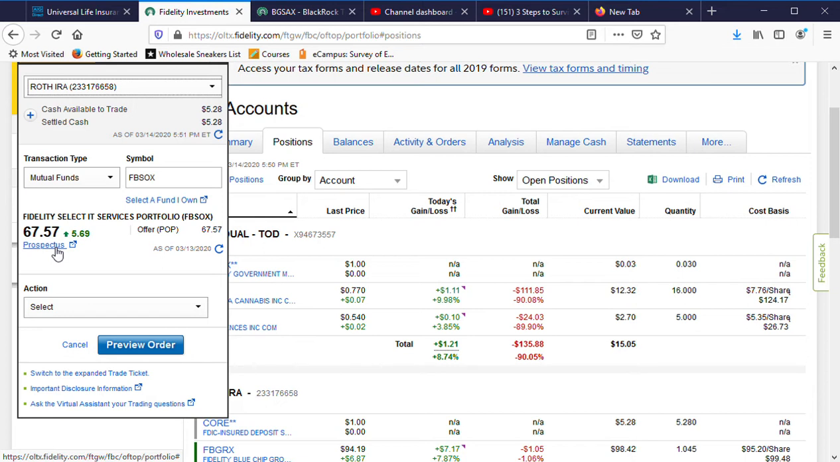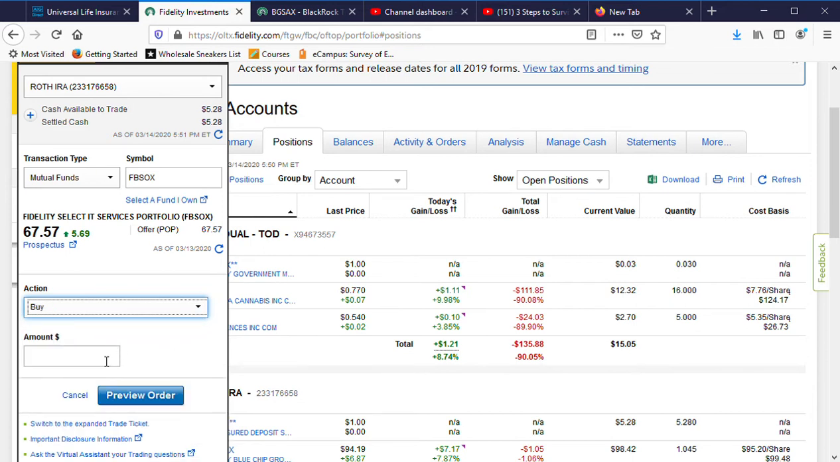If you want to look at the prospectus before, that just lets you know the stability of the company. If you want to look at who the managers of the company are, how long they've been managing the company, all of that is in your prospectus. Now, action is buy. So you're going to buy. And then the amount that I want to spend is $5.28. That's all I got. So I'm going to buy $5.28 worth of this stock. So you click preview order.